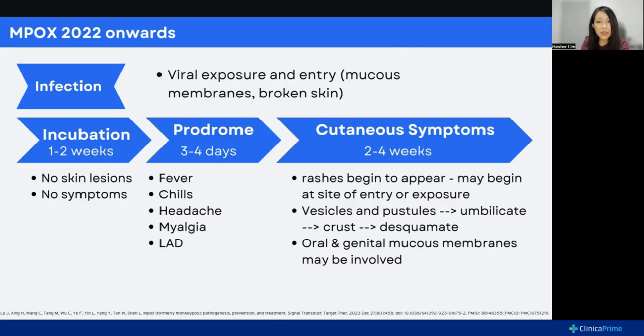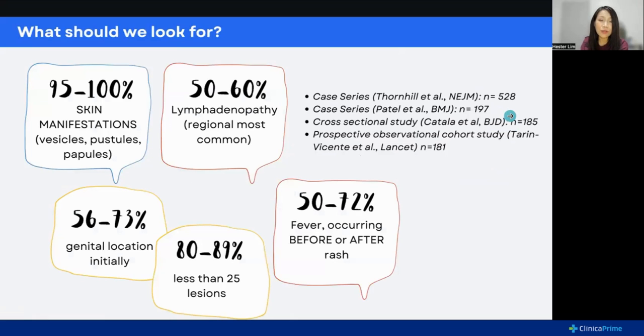So with cutaneous symptoms, the rashes can appear at the site of entry or exposure, and patients will have vesicles and pustules, which subsequently umbilicate, crust, and then desquamate. Oral and genital mucous membranes are often involved.